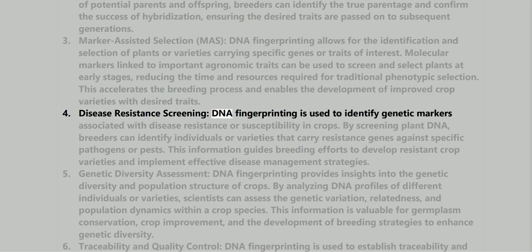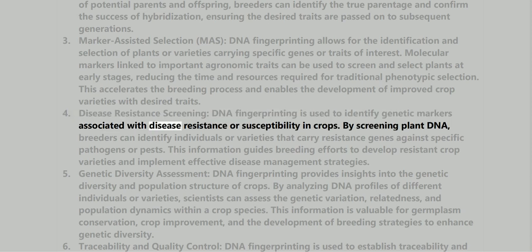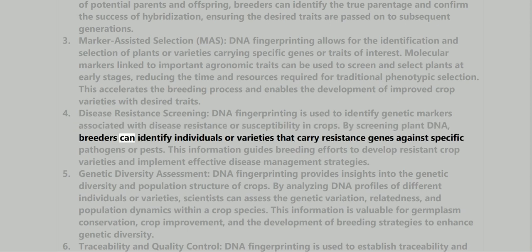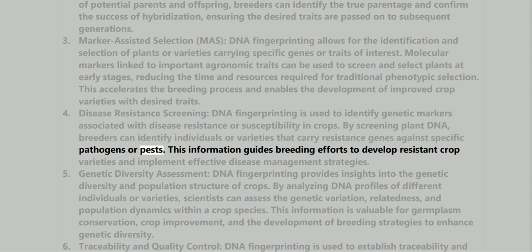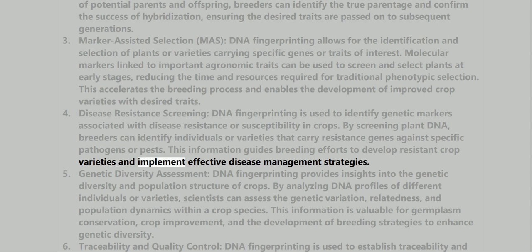DNA fingerprinting is used to identify genetic markers associated with disease resistance or susceptibility in crops. By screening plant DNA, breeders can identify individuals or varieties that carry resistance genes against specific pathogens or pests. This information guides breeding efforts to develop resistant crop varieties and implement effective disease management strategies.